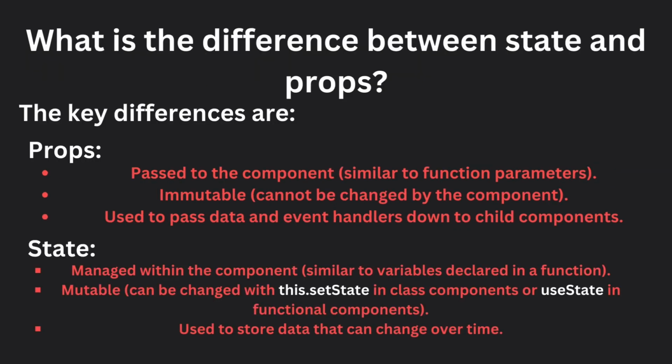What is the difference between state and props? Answer: the key differences are: props, passed to the component, similar to function parameters. Immutable, cannot be changed by the component. Used to pass data and event handlers down to child components. State, managed within the component, similar to variables declared in a function. Mutable, can be changed with this.setState in class components or useState in functional components. Used to store data that can change over time.